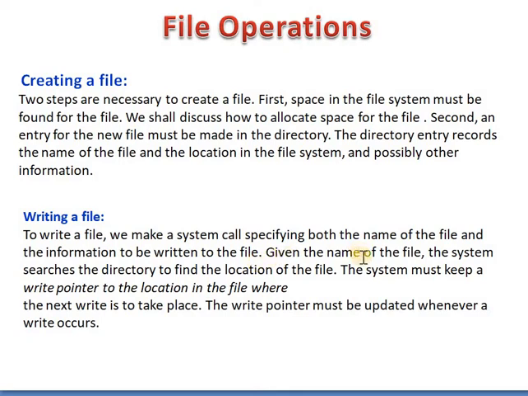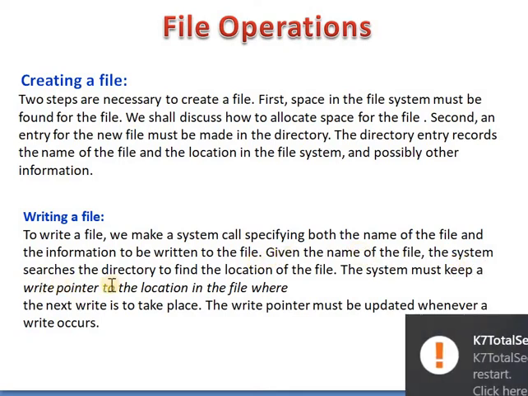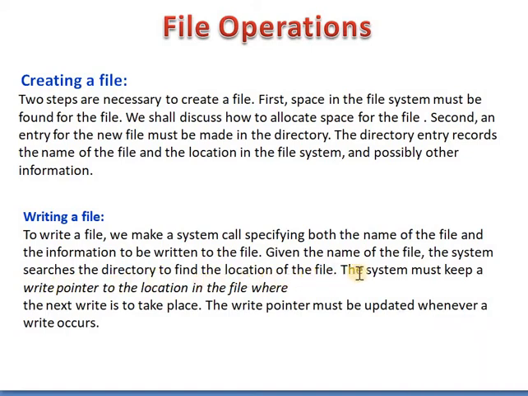Given the name of the file, the system searches the directory to find the location of the file, and the system must keep a write pointer to the location in the file where the next write is to take place. The write pointer must be updated whenever a write occurs. Whenever a write system call occurs, the write pointer of that particular file is updated as per the requirement.